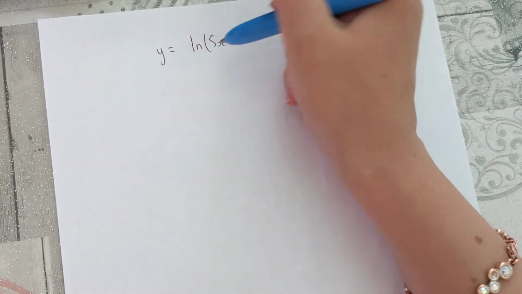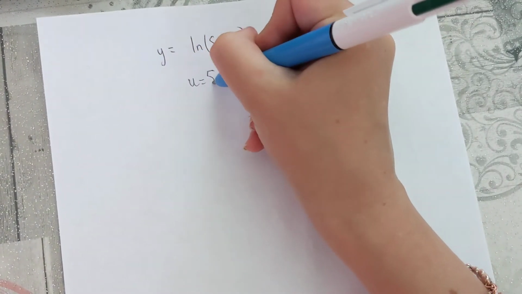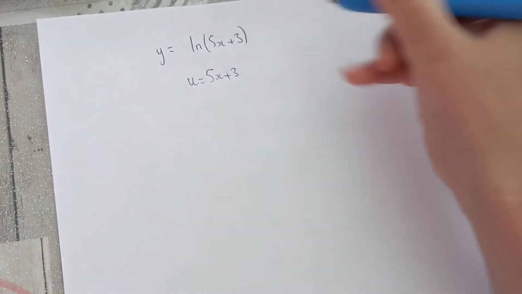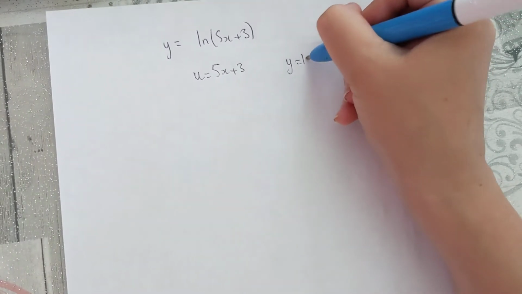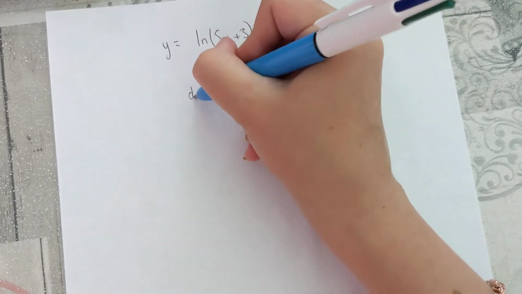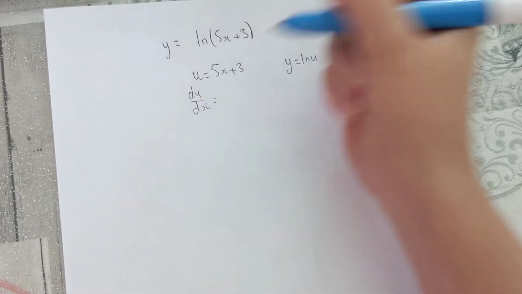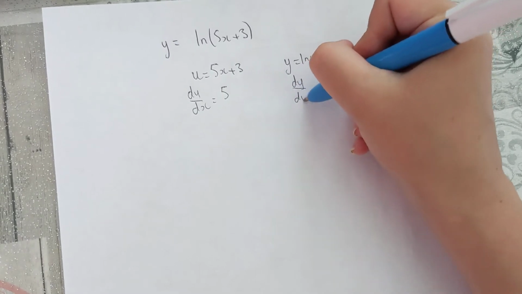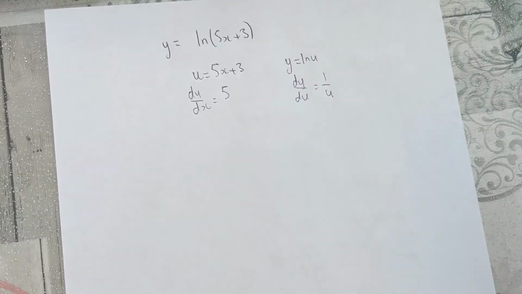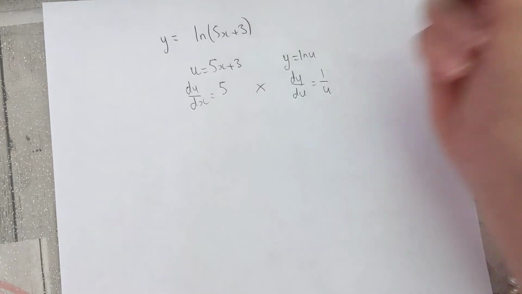So on this one, you would say that u is equal to this function of x here. So u would be 5x plus 3. And then you differentiate y equals ln u. Then you differentiate both of those. So du by dx would be 5. And then on this one, it would be 1 over u. So times those bottom two together.